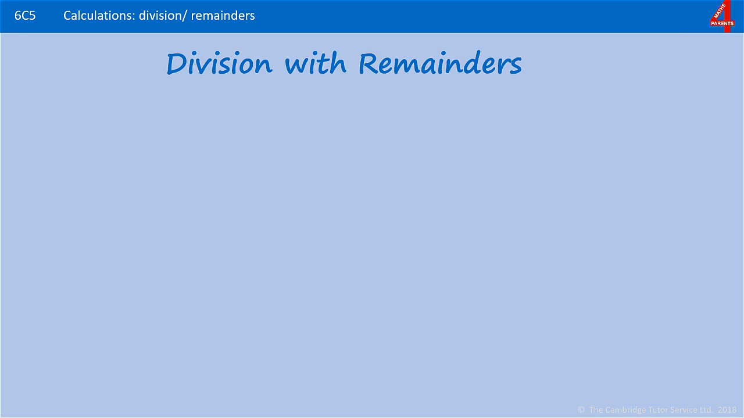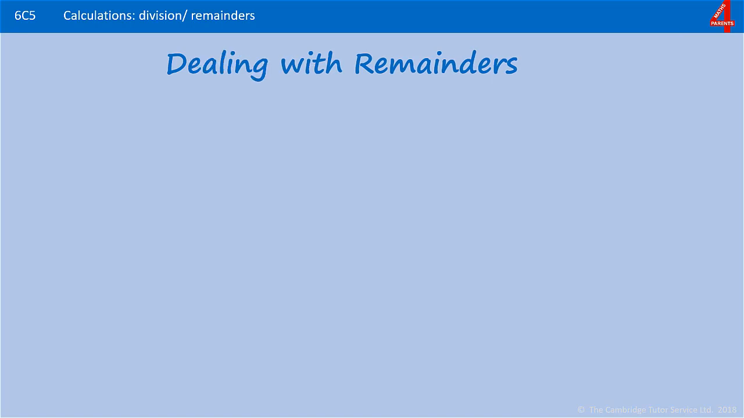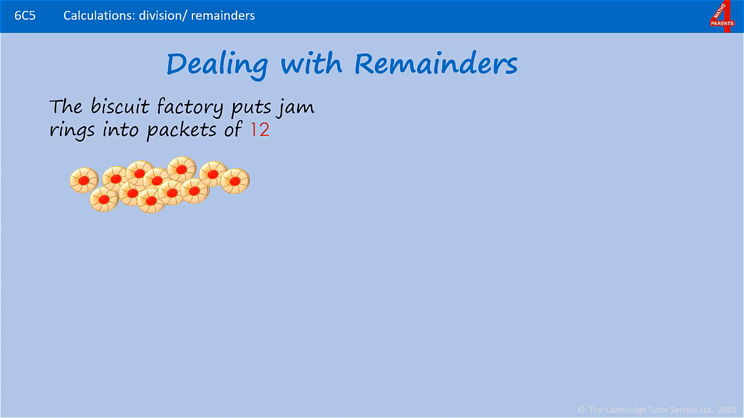This video looks at some problems where you will have remainders after a division calculation and you have to decide how you're going to use that information within the context of the question. We're going to be dealing with word problems where you're using a division calculation that will have something left over and you have to decide whether you need to round down or up depending on the context.